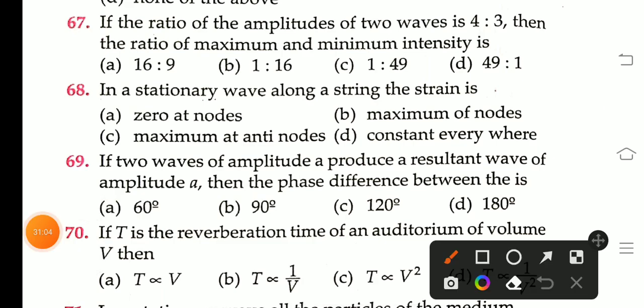Next, if the ratio of the amplitudes of two waves is 4 is to 3, then the ratio of maximum and minimum intensity is. Right answer option D. 49 is to 1.